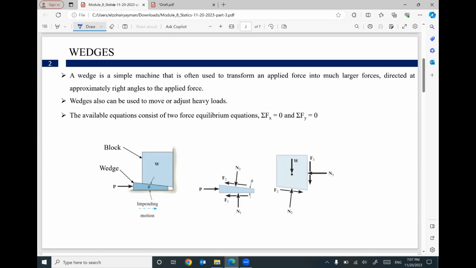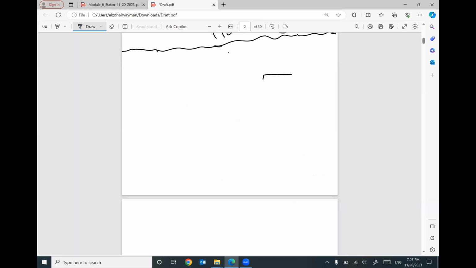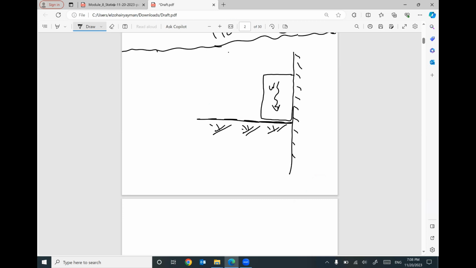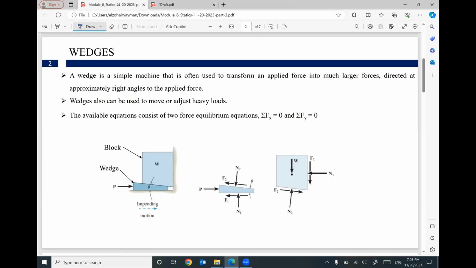Sometimes we have a body rested on this wall and this ground surface. I would like to move this body with the weight W up. So I can use a technique which is called wedges. I can push a little part here. This part will move to the right, pushing this body up. This is the meaning of wedge.